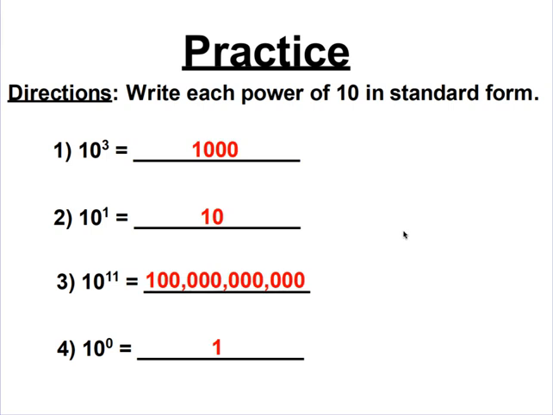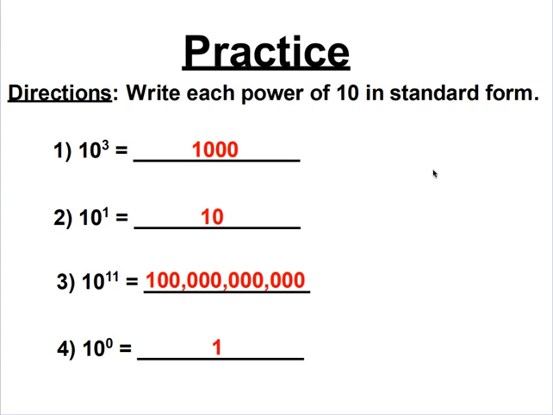Okay, here are your answers. 10 to the third power is 10 times 10 times 10, which would equal 1,000, but you can use the shortcut I just showed you. If this is a base 10 with an exponent of positive 3, you can put 3 zeros after it, okay? This one here, exponent of positive 1, 1 zero. Exponent of positive 11, 11 zeros. Exponent of 0, no zeros. And we actually learned in the exponents lesson that anything raised to the 0 power equals 1, so that it all kind of connects and makes sense.